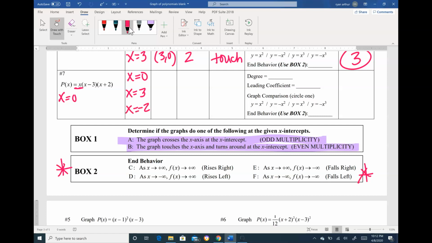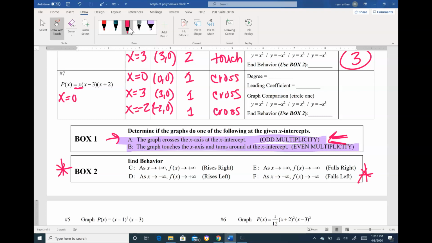Okay? So the multiplicity, write it in intercept form. So it'd be 0, 0, 3, 0, and then -2, 0. The multiplicities where there's none written, so it's an understood 1, 1, 1. Okay? And that's odd. And if it's an odd multiplicity, it crosses. So all 3 of these are going to cross.